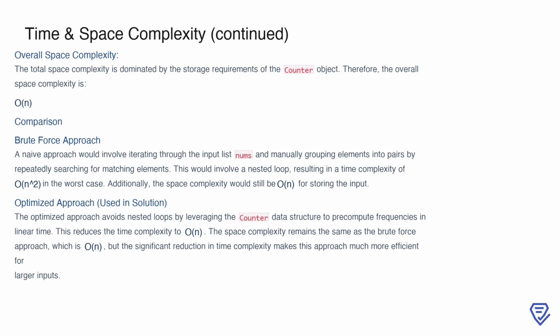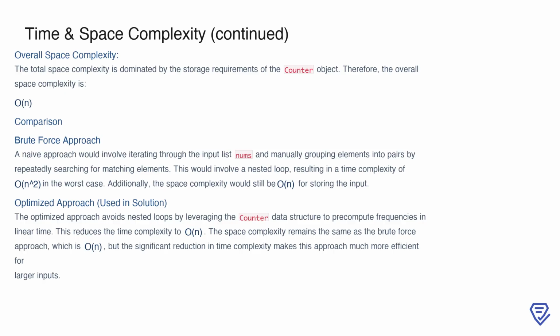To evaluate the efficiency of this optimized solution, let's compare it to a brute force approach. A naive method would involve iterating through the input list and manually grouping elements into pairs. This would require a nested loop, where for each element, the algorithm searches for a matching pair. In the worst case, this results in O(n²) time complexity because every element might need to be compared with every other element. The space complexity for this brute force method would remain O(n), as we still need to store the input list.